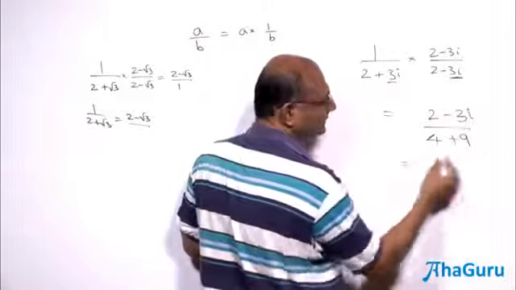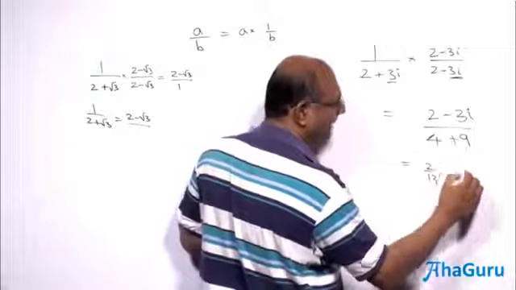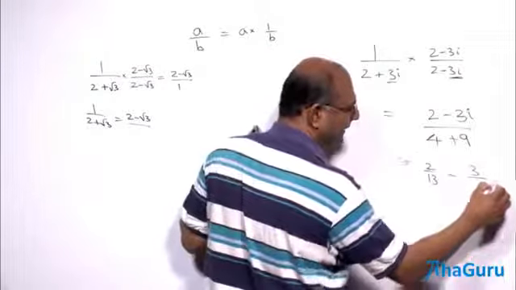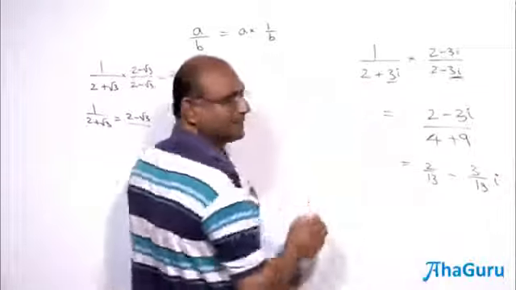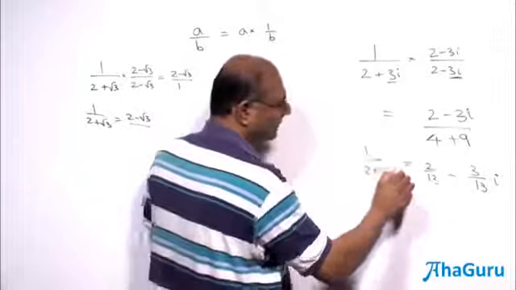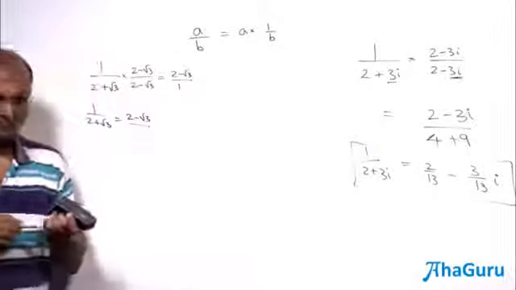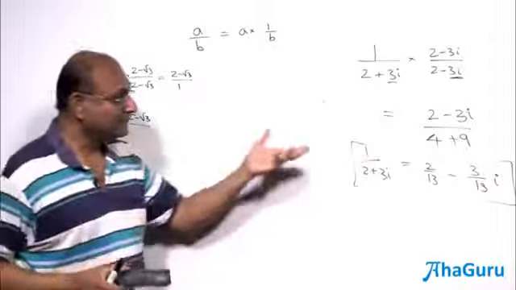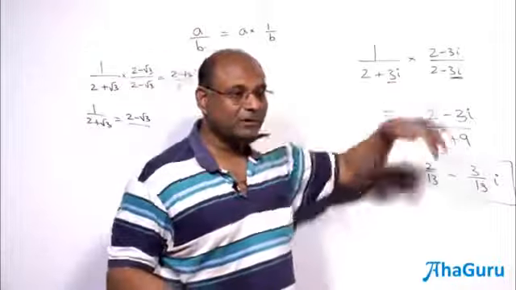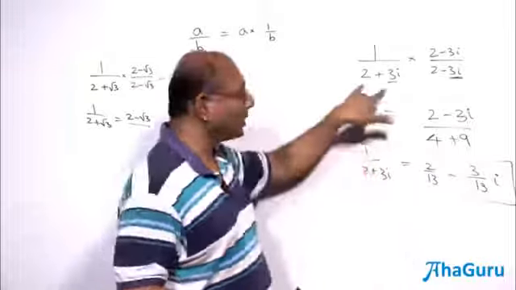Okay, so what is this? 13. So 2 by 13 minus 3 by 13i. That is this number. So 1 by 2 plus 3i becomes this. Okay. We should worry if it's going to become 0 in the denominator, right? But it will never happen unless it was already 0.